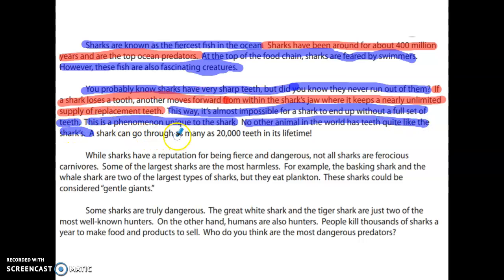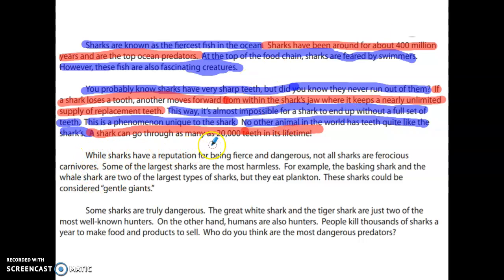A shark can go through as many as 20,000 teeth in its lifetime. I see another number, and I'm going to go ahead and tell you that's a really good trick to use. If you see a number, most likely in a nonfiction text, it's going to need to be included in the summary. All right, let's go to the next paragraph.